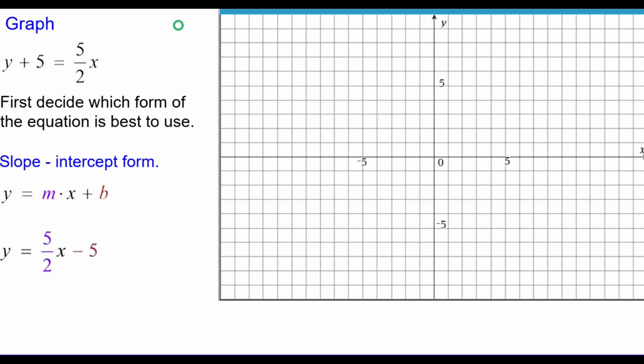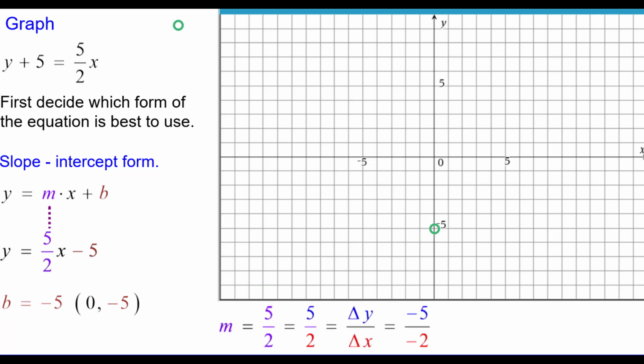We can pick out the values for m and the values for b. We start with b equals -5, so the coordinates of the y-intercept are 0, -5, and we plot it. The slope is 5/2, which the change in y is 5, the change in x is 2, which would mean up 5, right 2. Or we could think of it as -5 over -2, and that would be down 5, left 2. The 3 points are collinear, positive slope going uphill from left to right, so we connect the points into the line.